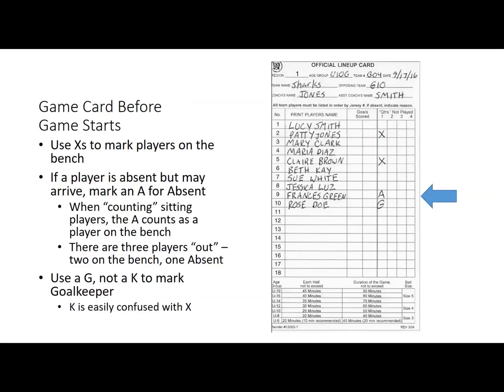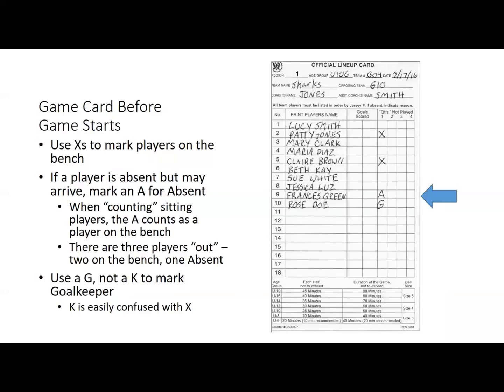Now you can note we have 7 players on the field because we have 2 players sitting out and 1 player absent, and then we're going to use a G, not a K, to mark the goalkeeper, because K, some people use it for keeper, and it makes sense, but it looks really like an X. So please use G, which is very hard to confuse with an X.